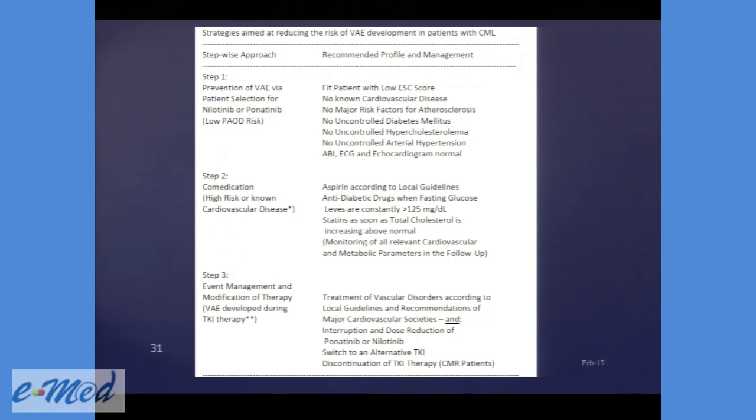What measures should we take to reduce the risk of vascular adverse events in patients with CML treated with TKIs? This can be handled in a stepwise approach. First, a thoughtful patient selection for treatment with nilotinib and ponatinib, namely choosing patients with low peripheral arterial occlusive disease risk score. Then, adding relevant medications like aspirin, statins, etc. to the treatment according to the guidelines. And last, event management and modification of therapy once vascular events have occurred.